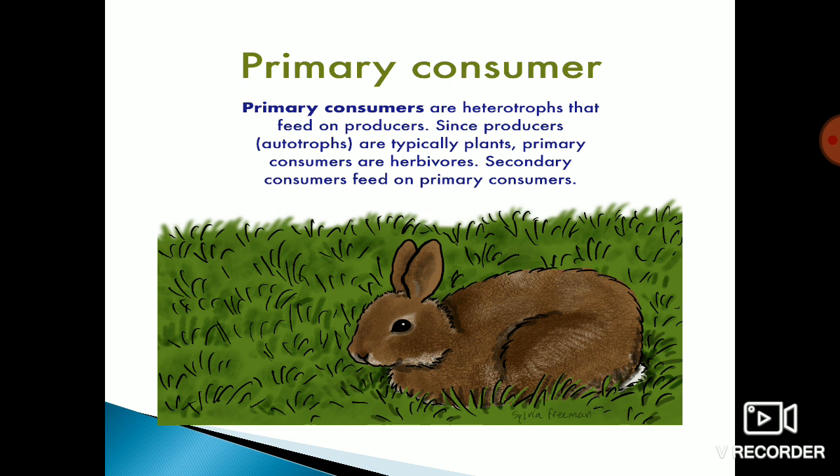Primary consumers. Primary consumers are heterotrophs that feed on producers. Or, in other words, primary consumers are those which eat plants directly. For example, cow, goat, rabbit, all these are primary consumers.